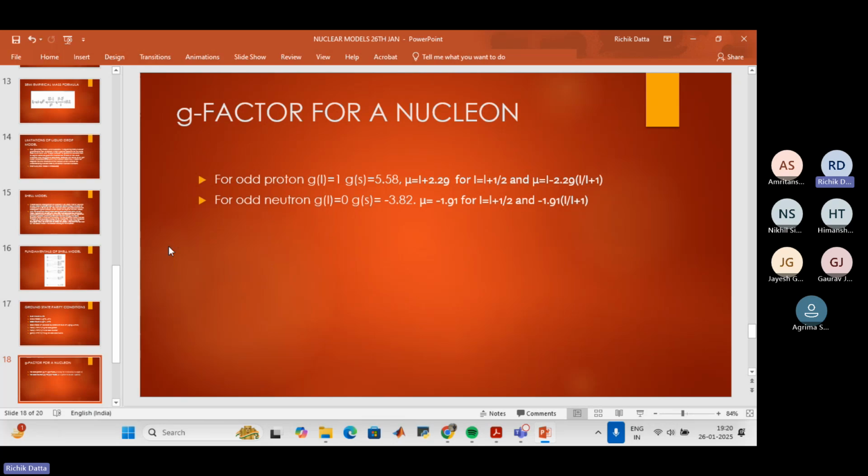And the last thing that I will describe is the g factor of a nucleon. For odd proton, it will be 0.001.